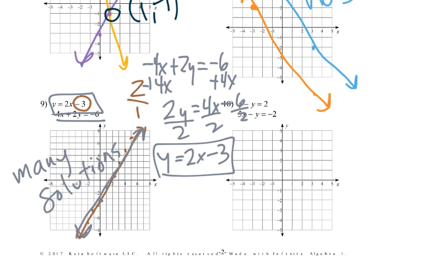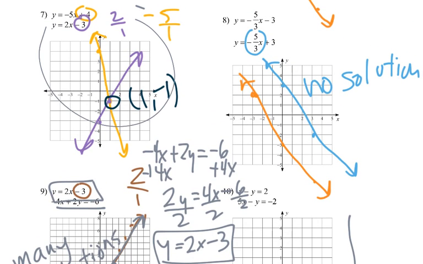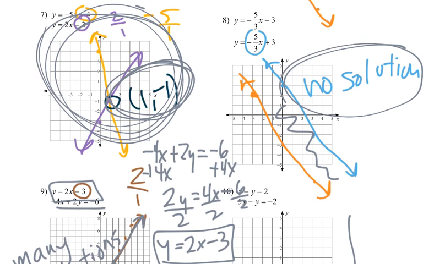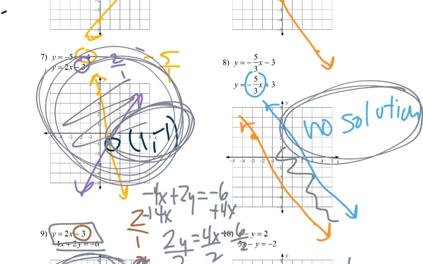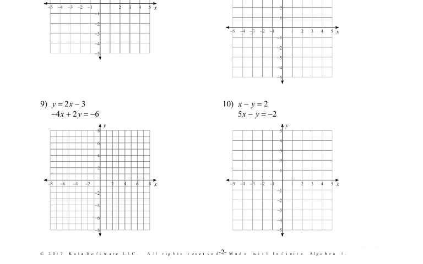Okay, this is the consistent dependent. So we have an example of all the three types. When you have one answer, looks like this. You write your answer as a point. When they're parallel, there's no answer, no solution. If it's the same line, infinitely many solutions. Okay? So, consistent dependent, consistent independent, inconsistent. Alright, let's take a look at the next one.